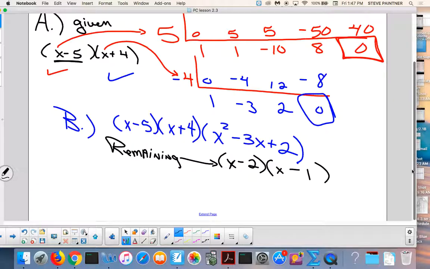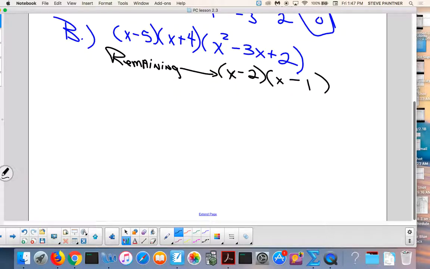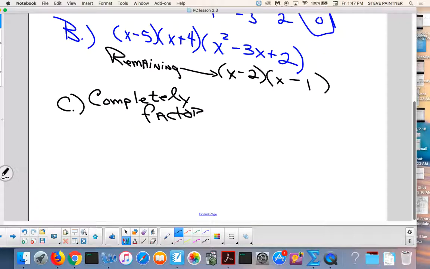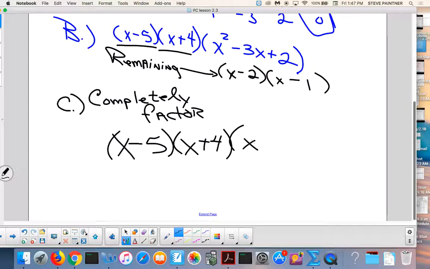Keep going. Part C. Use your results to write the complete factorization of F. Oh, okay. So completely factor it. If I completely factor it, it's going to be these two given ones, right? Times what? The two remaining ones, x minus 2, x minus 1. Got it. So you're using those two to just finish it.